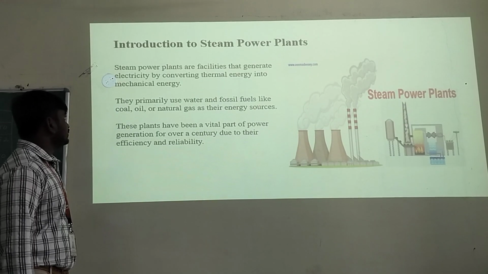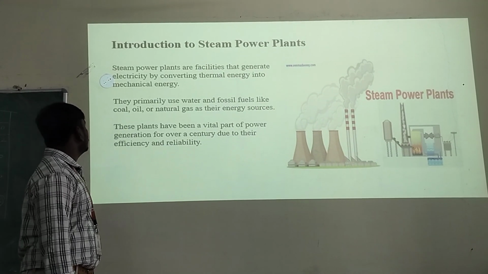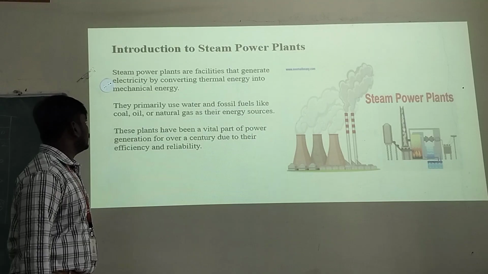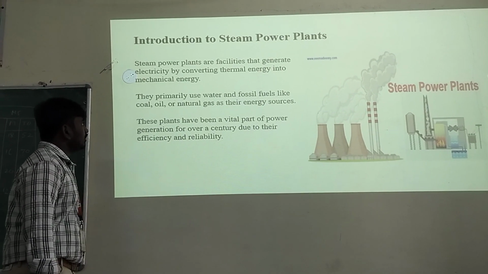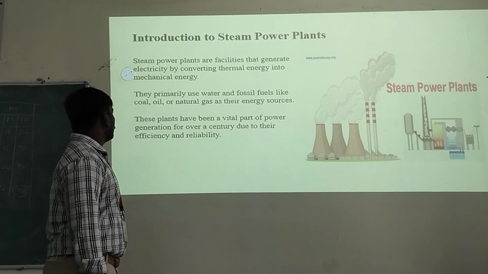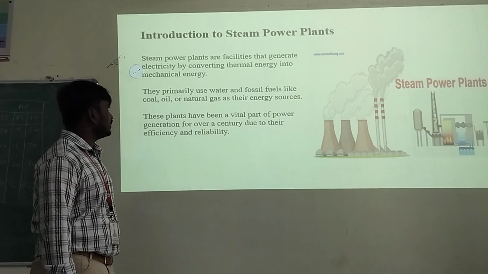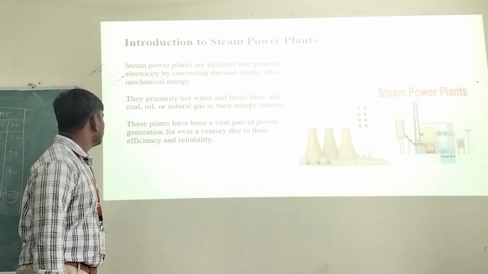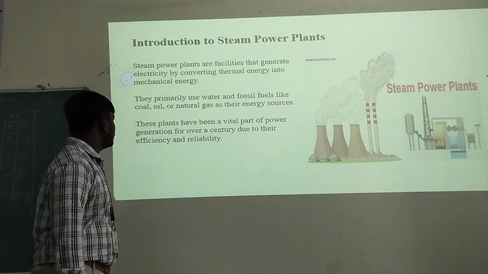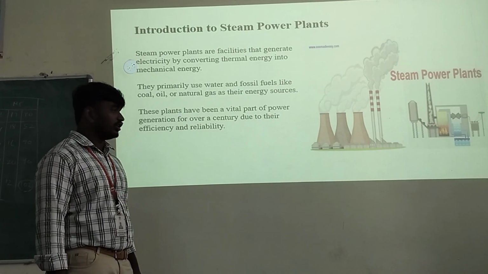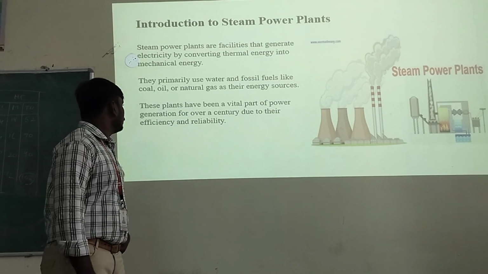Steam power plants are facilities that generate electricity by converting thermal energy into mechanical energy. They primarily use water and fossil fuels like coal, oil or natural gas as their energy sources. These plants have been a vital part of power generation for over a century due to their efficiency and reliability.